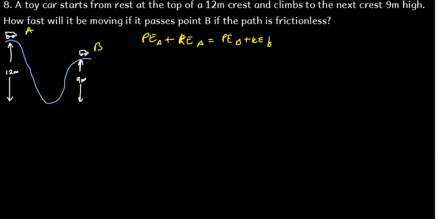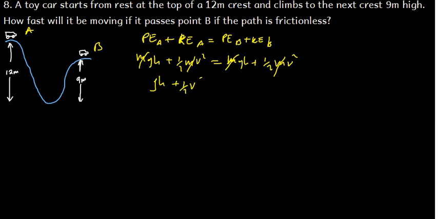The potential energy at A is given by mgh, plus kinetic energy given by half mv squared. Then potential energy at B is given by mgh also, plus the kinetic energy at B is half mv squared. Notice that the masses are going to cancel out because it's the same mass. So we remain with gh plus half v squared is equal to gh plus half v squared. This v is at B, and this v is at A.